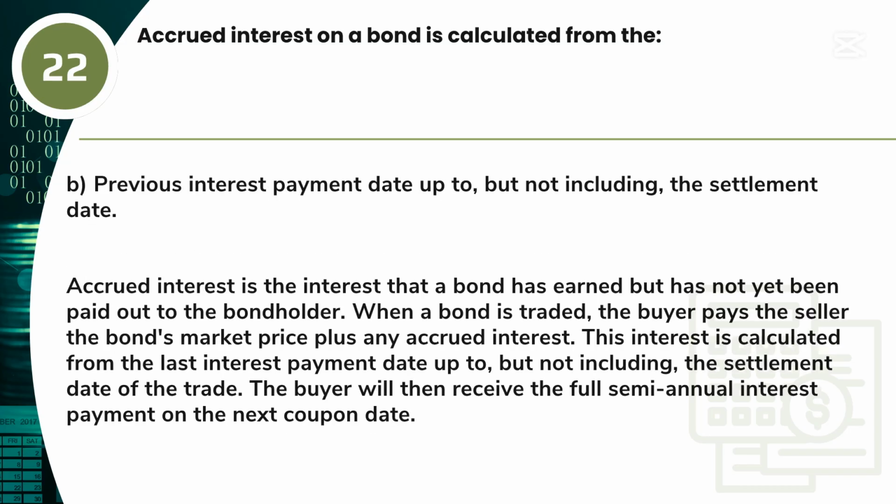Answer: B. Previous interest payment date up to, but not including, the settlement date. Accrued interest is the interest that a bond has earned but has not yet been paid out to the bondholder. When a bond is traded, the buyer pays the seller the bond's market price plus any accrued interest. This interest is calculated from the last interest payment date up to, but not including, the settlement date of the trade. The buyer will then receive the full semi-annual interest payment on the next coupon date.